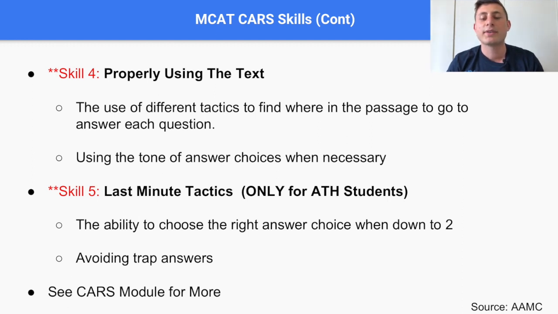And then skill 5, last minute tactics, which, like I said here, are only for ATH students. These are the tactics that I've developed that a lot of successful students can use to gain extra points in those last minutes when you're running out of time, or you've gotten to a hard question that you marked for later. So this is going to give you the ability to choose the right answer when you're down to 2. I know this is a common scenario. I'm down to 2, I narrowed it down, and I always choose the wrong one. We're going to talk about how you can avoid that and avoid trap answers.